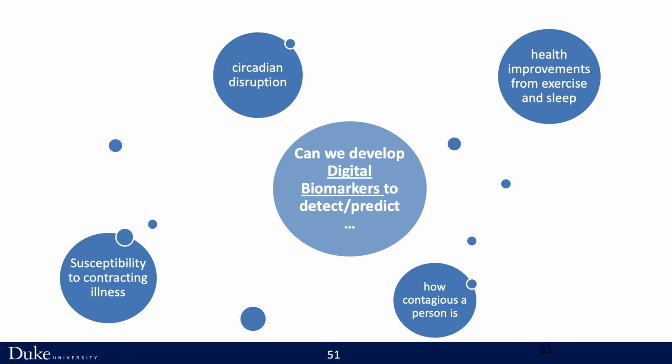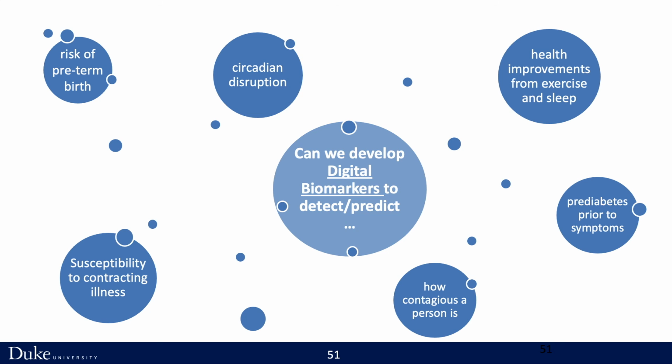We have a study in collaboration with the Duke Center for Applied Genomics and Precision Medicine where people underwent flu and rhinovirus challenge studies where they were exposed to the viruses. Surprisingly, some people don't contract the virus even when they're exposed, and we don't fully understand why, but digital biomarkers can help us better understand what makes somebody more susceptible to contracting an illness. We're also looking at prediabetes prior to symptoms, to see if we can detect prediabetes before somebody might know that they're sick. And then we also have some work in the women's health space, understanding the risk of preterm birth.